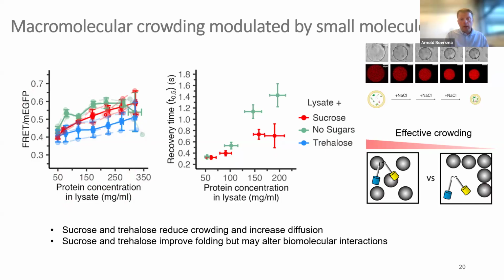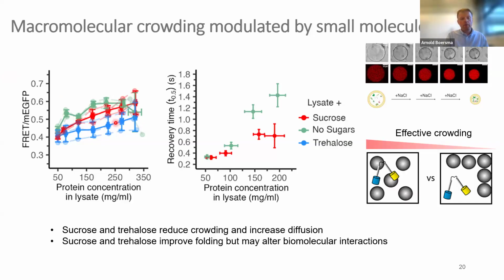And we first played with the amount of sucrose, because initially we started with sucrose to increase the stability of these artificial cells. So we first removed the sucrose and we could still make these artificial cells. And interestingly, we also saw that the crowding increased without sucrose. However, when we used trehalose instead of sucrose, we saw less crowding increase.